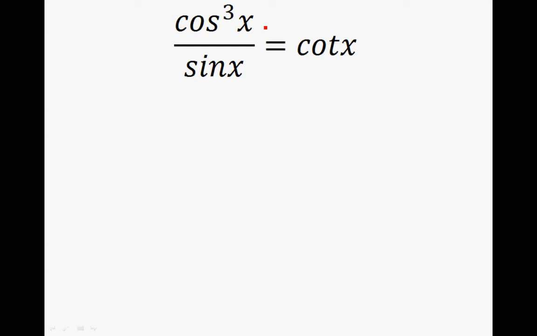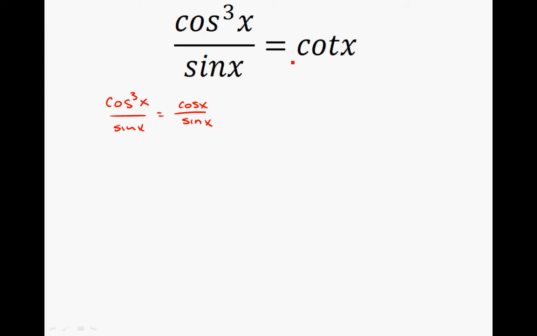Tip number 2 is turn everything to cosines and sines. Okay, so I'm going to do that. The left side of the equation doesn't change. Okay, so here's the left side of the equation, cosine cubed x over sine x, equals cosine x over sine x, because that's what cotangent is. So we just rewrote cotangent in terms of sine and cosine.